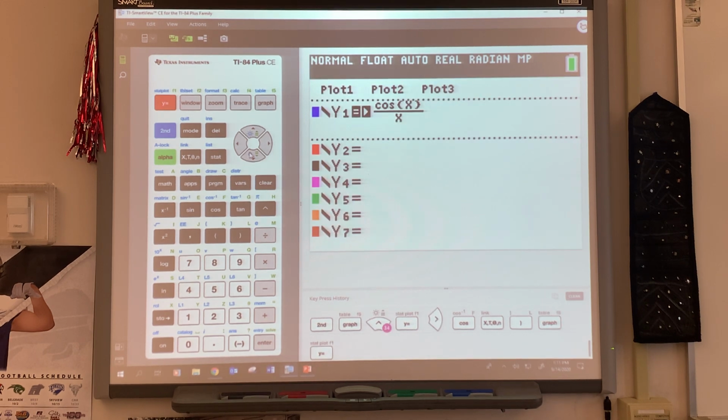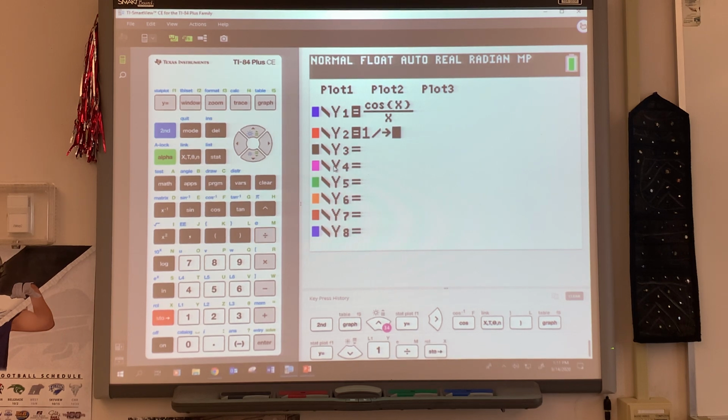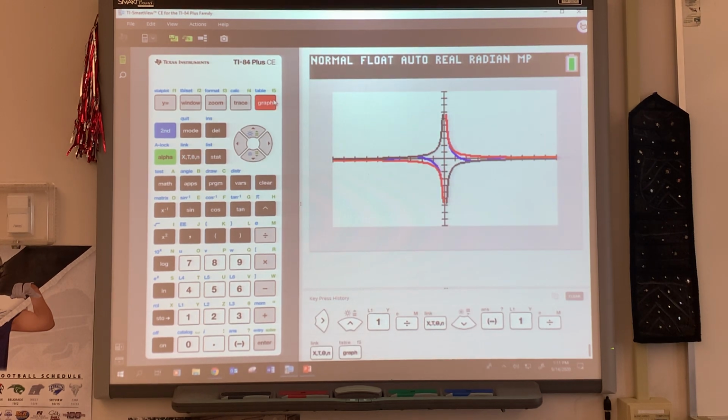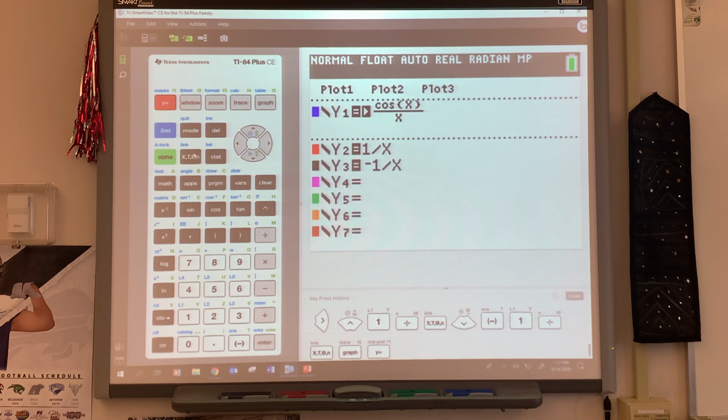And if you like the visual, I could put 1 divided by x and negative 1 divided by x, and graph those alongside, and you'll notice that our function, that blue function, is always squeezed in there in amongst the black and red functions. Okay, so that might be helpful there.